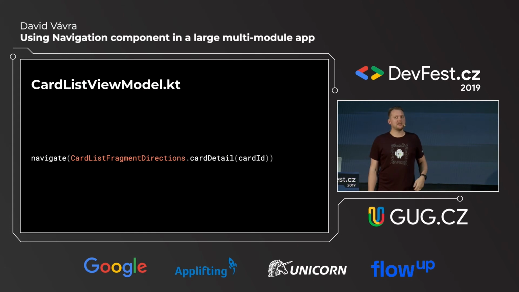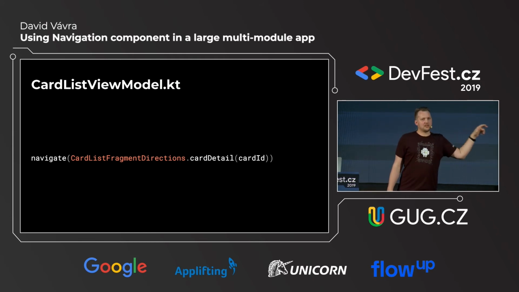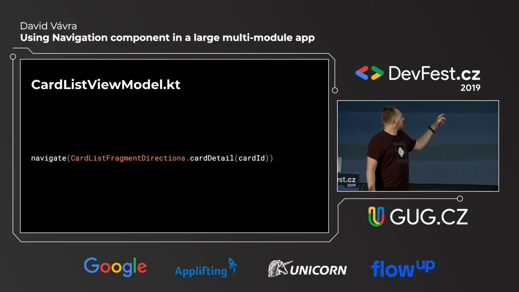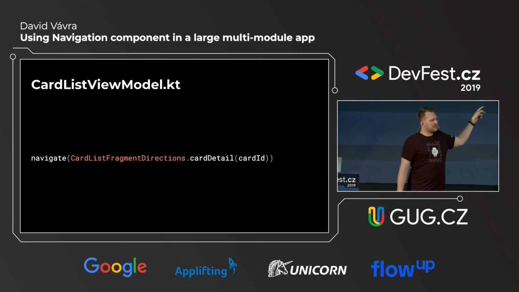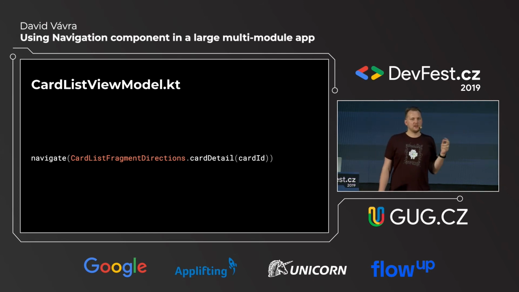And this is how it looks in a concrete view model. So you see it's really simple. I will just call navigate. And this class is auto-generated from the SafeArgs plugin. So it will also enforce that this fragment needs this card ID. It's part of the navigation graph. So this fragment will always get a card ID. It's like a detail of the card, so it needs a card ID, and it will always get it. So it's then simple like this.